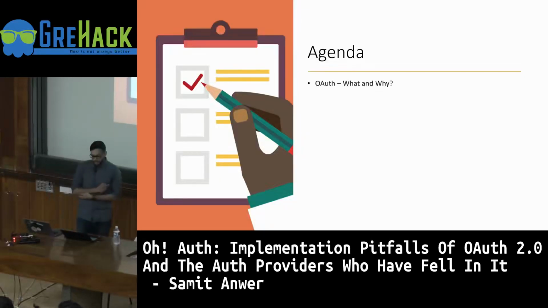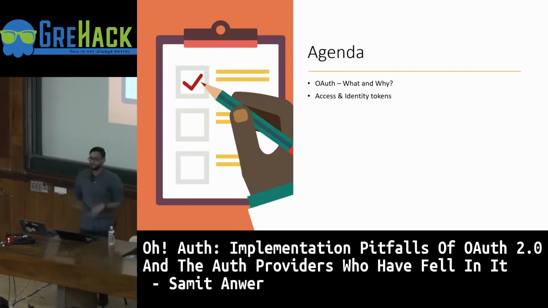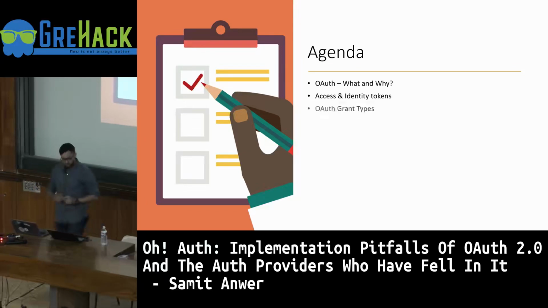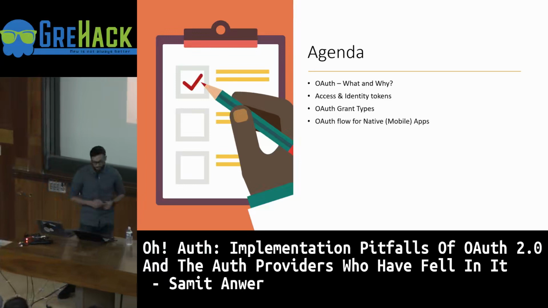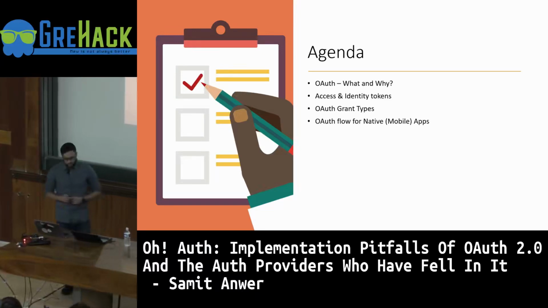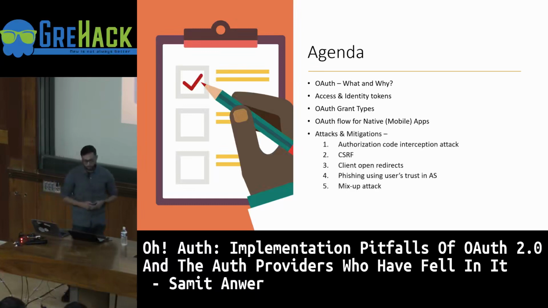So the agenda for today is to cover OAuth, what is it and why do we need it? We're going to talk about access tokens and identity tokens, how they are different from each other and when they are used. Identity tokens are specifically used in OpenID Connect, but we're going to cover that as well. We'll also touch upon the various grant types that OAuth has to offer. And we'll also look into how OAuth's flow works for mobile applications. Finally, we'll come to the attacks and discuss the mitigation. And we'll end with a short Q&A session.